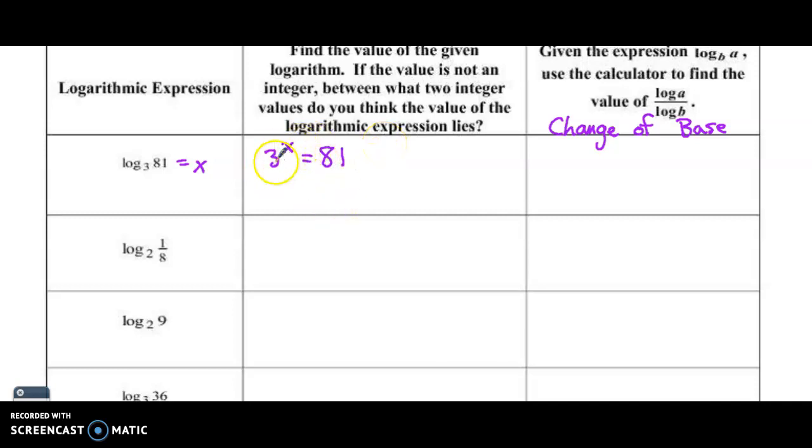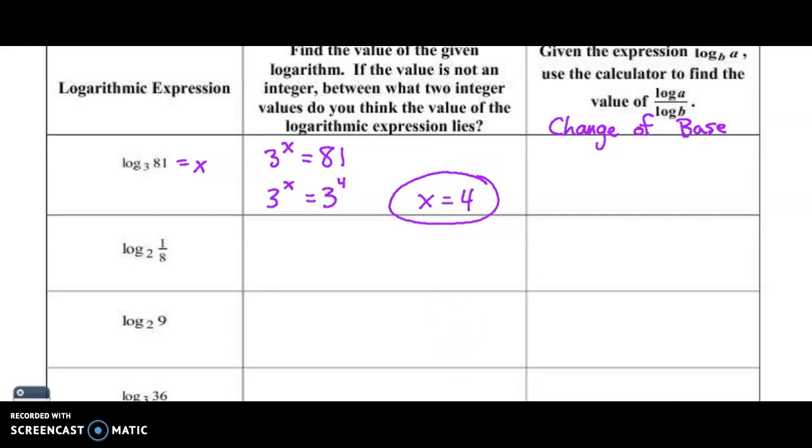3 squared, that's 9. 3 to the third, that's 27. But what you could also do is change 81 to be a base of 3. Well, 3 to the fourth power is 81. So it makes sense then, if the bases are the same, the exponents must be the same. So the answer to that one should be exactly 4.